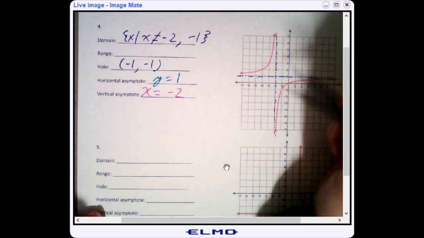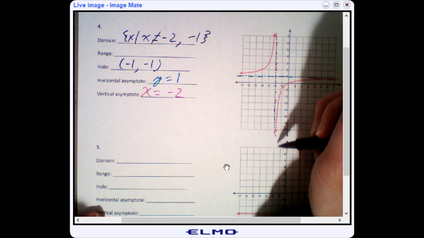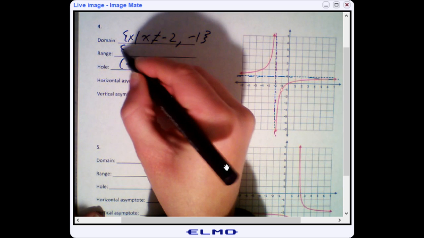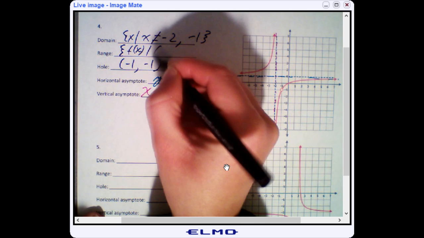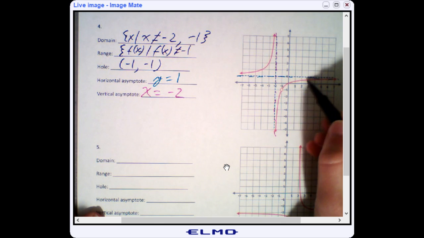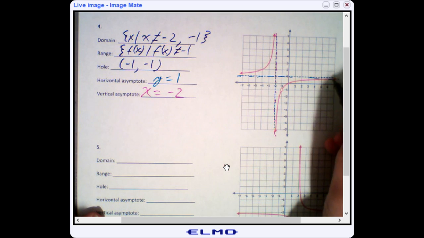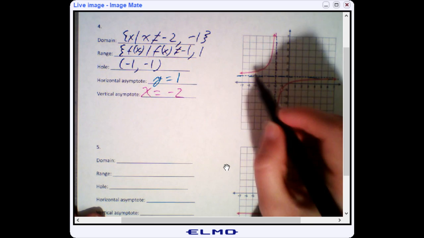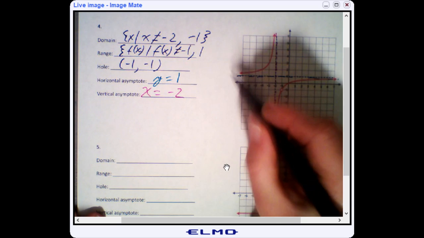For the range, I'm going down forever. As I come up, I have to jump over that hole. I cannot equal that y value for the hole. So we're going to have f of x cannot equal -1. I keep going up. I'm going up forever here, but I'm getting closer and closer to this line that I can't cross or touch, and that's 1. So y can't equal 1 either. It can equal 0.9999999, but it cannot equal 1. And then I go up forever, and there's nothing else I have to jump over.